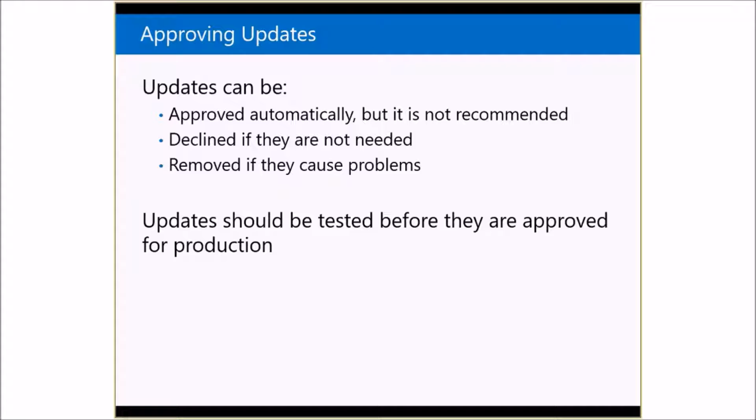There's another setting: updates can be declined if they are not needed, and removed if they cause problems. Okay, so there's a couple of other settings. Updates should be tested before they're approved for production. So I've been saying that all along. Don't be the first. Don't deploy an update you don't know the consequences of. And if there is a problem, don't deploy the update at all until you have a solution or workaround, or you have an updated update that doesn't have that problem.